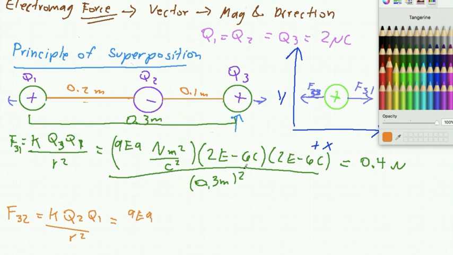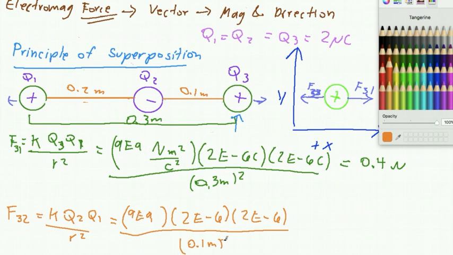I'm going to skip the units just because we did the same thing here. 2e to the negative 6, now 2e to the negative 6 as well, because the charges are the same. What's the distance between Q2 and Q3? Q2 and Q3 is 0.1 meters. Now if we square that, again pause the video, put these numbers in, making sure you're getting the same numbers we're getting, it's going to be 3.6 newtons.